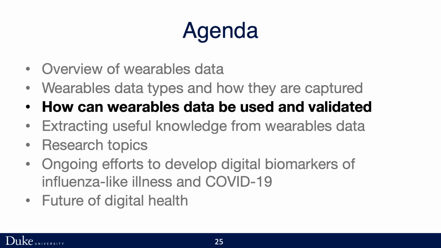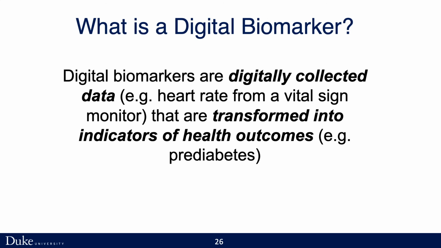So now that we understand some of the nuances of wearable sensors and where some of the challenges can come in with data accuracy, we may want to know how we can actually use wearable devices' data toward clinically actionable decision making. And so with that, we can introduce this concept of a digital biomarker. A digital biomarker is digitally collected data, so for example, heart rate from a vital sign monitor, that is transformed into an indicator of a health outcome, for example, prediabetes.